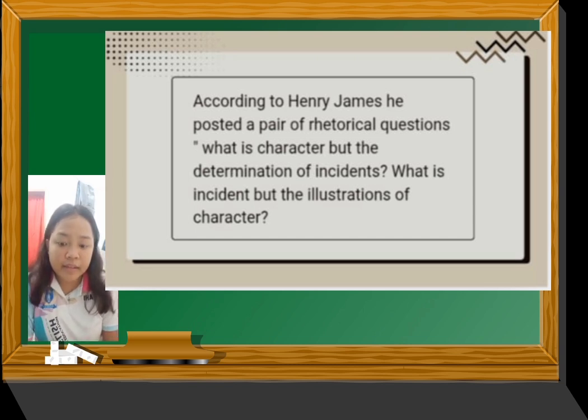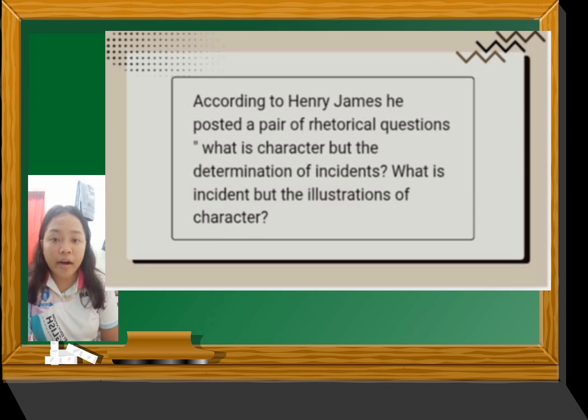Events in the story are expressions of who the characters are. What they do and how they react, and the situations they create or fall into, all reveal their personalities. So in short, according to Henry James, the character drives plot and plot reveals character. They are inseparable in good fiction.